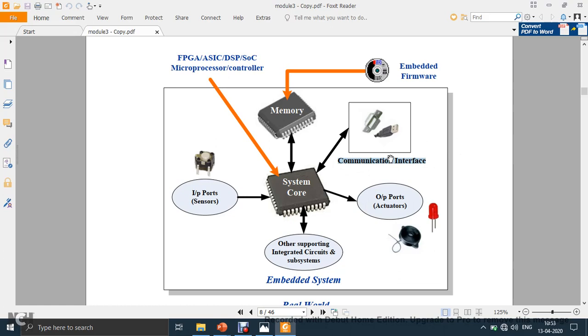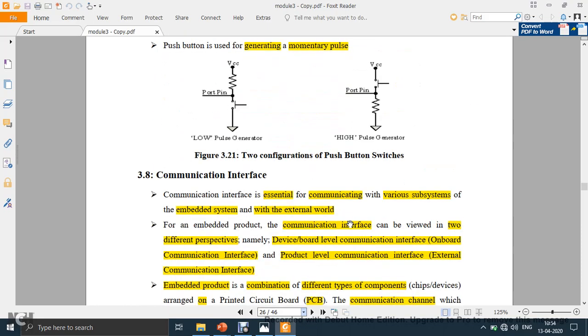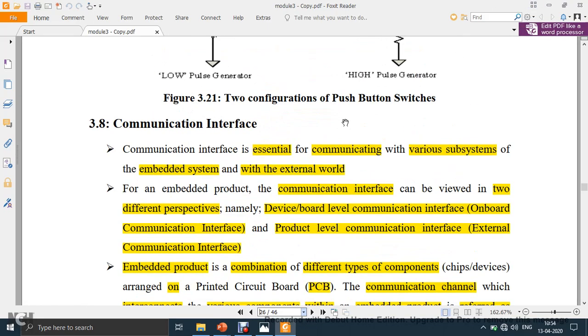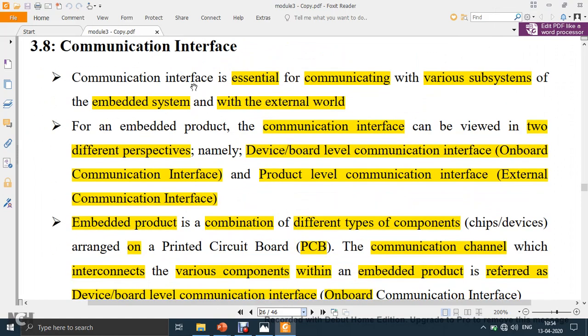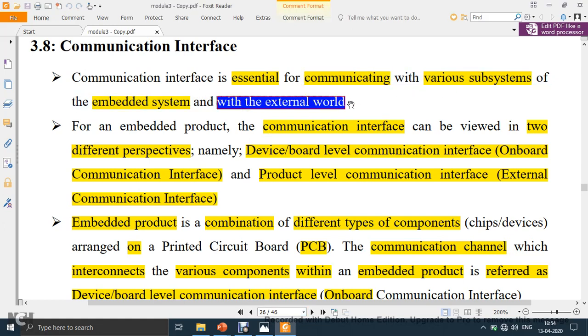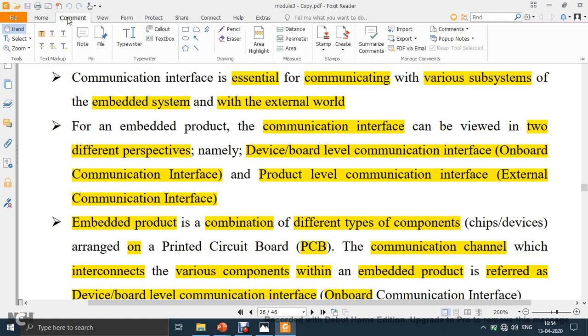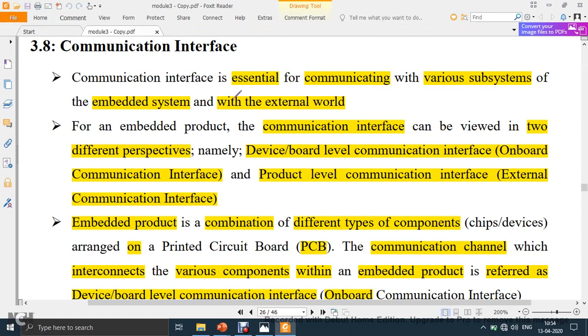First, what are the various communication interfaces available or used in an embedded system? Coming to the communication interface: it is essential for communicating with various subsystems of the embedded system and with the external world. So it is used for communication within the embedded system as well as with the external world. There are two types of communication that take place: within the embedded system, and from the embedded system to the external world.